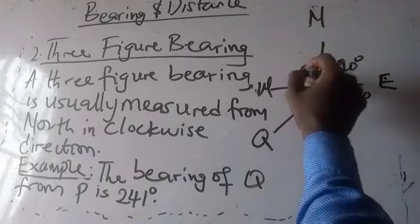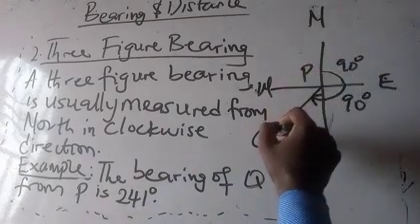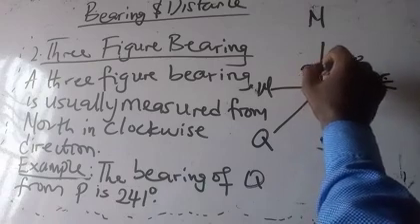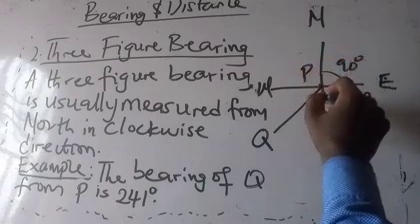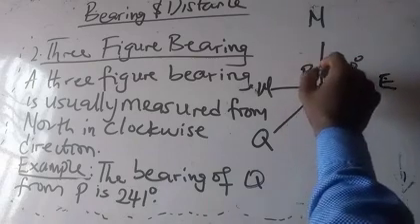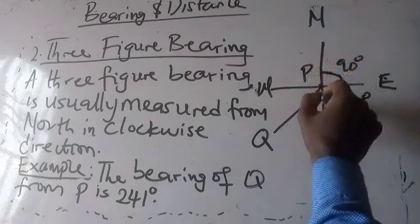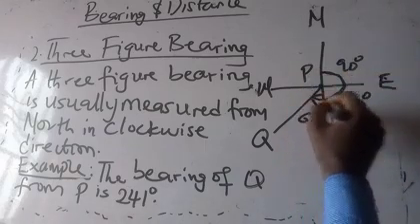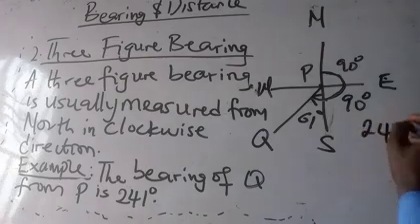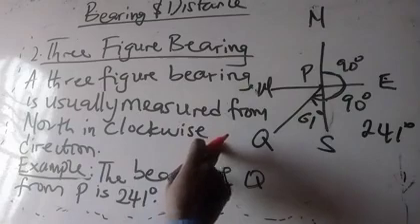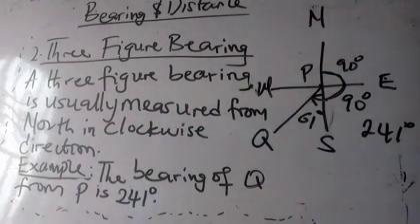The bearing of Q from P, this is P, 90, 180. From here to here is 61. So it moves clockwise, and it gives us 180, and this is 61. It now gives us 241 degrees. So we have dwelt so much on the 3-figure bearing.